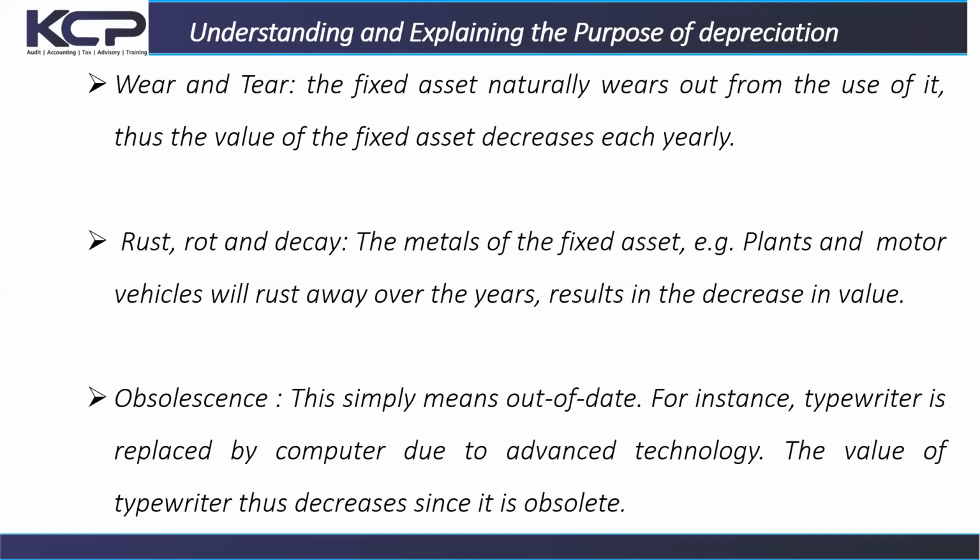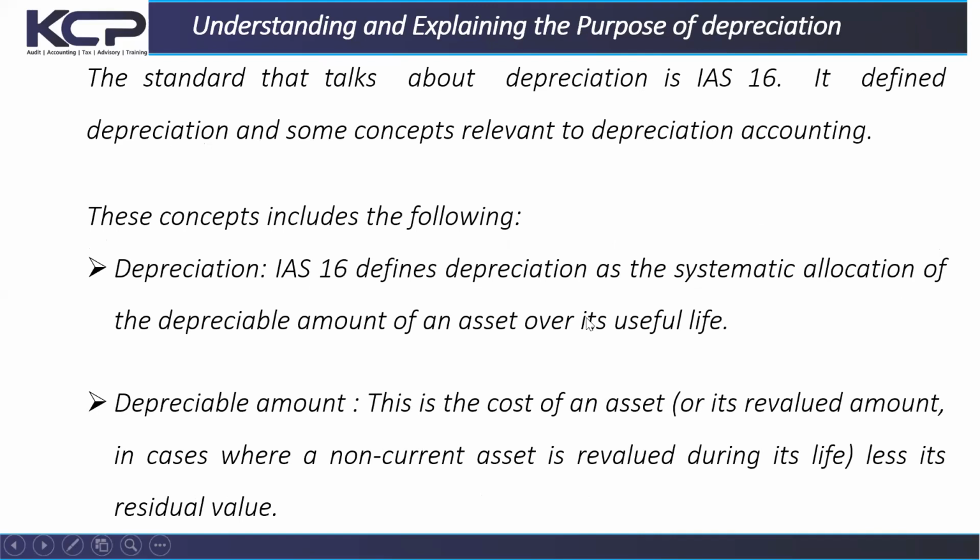Then another indicator is obsolescence. Obsolescence occurs where you have newer versions of that very asset as compared to the model or the year of invention of the asset we're using. Then the standard talks about depreciation. The standard that talks about depreciation is IAS 16. Of course, I've mentioned that before. I defined what depreciation is and some concepts relevant to depreciation.